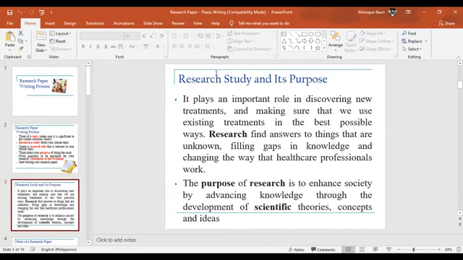So why are we doing research? Aside from it being a requirement in English 10 in senior high school, the purpose of research is to enhance society. We are helping our society, we are helping our country, the Philippines, by advancing knowledge through the development of scientific theories, concepts, and ideas.